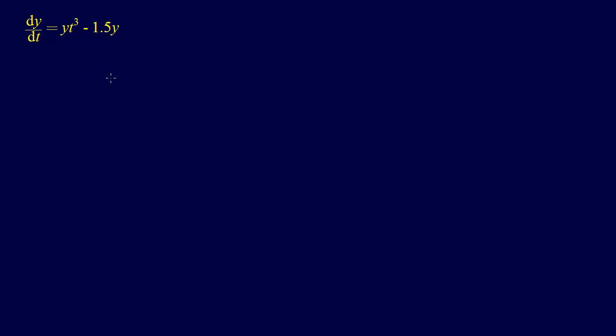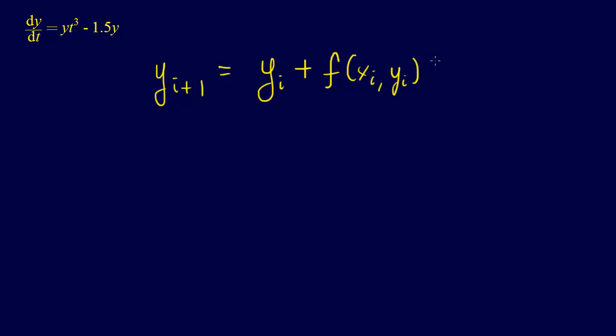Now let's remember what Euler's method is. Euler's method says y_{i+1} equals y_i plus f of x_i, y_i times h. All right, so this is the equation. We're given one more piece of information: y of 0 equals 1, and h equals 0.5. All right, so let's get started.